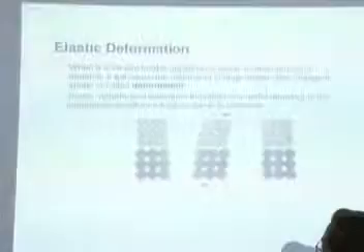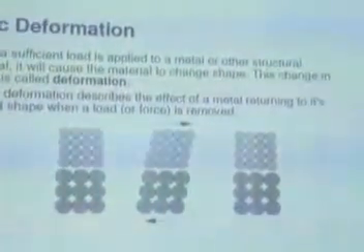Elastic deformation describes the effect in which a metal returns to its original shape when a load is removed from it. For example, if this is the initial shape, and an external load is applied, when these loads are removed, it comes back.